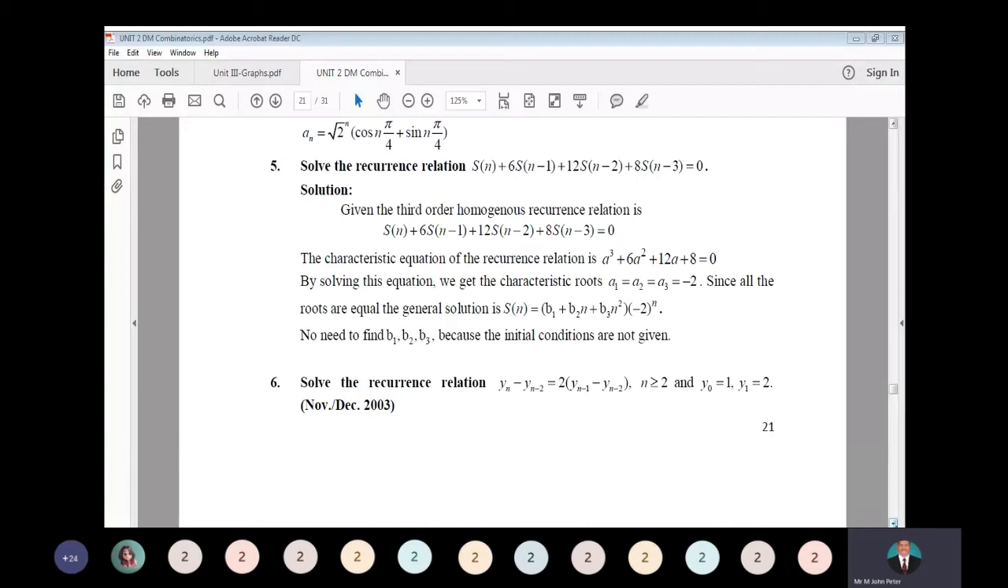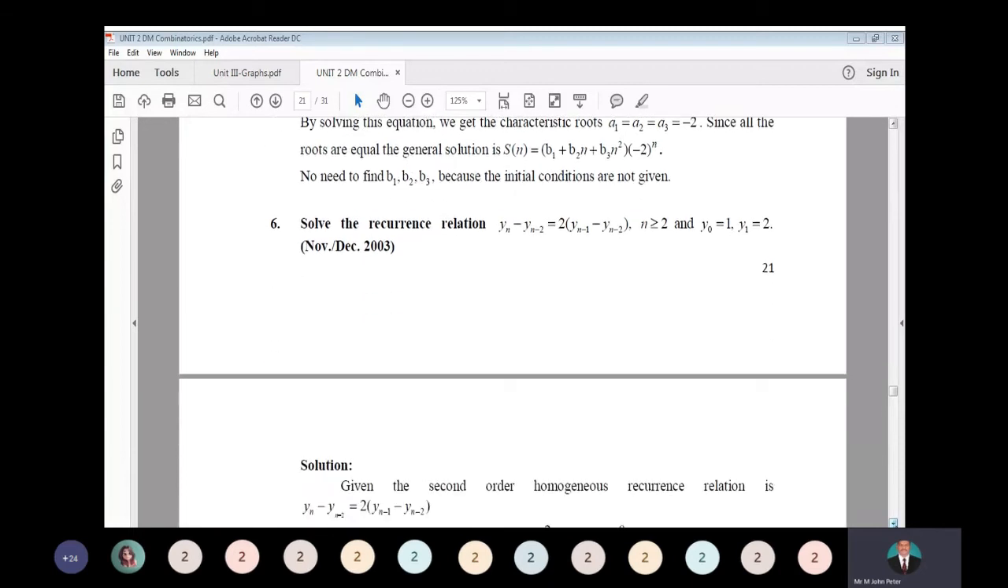Instead of b1, b2, b3, you can take c1, c2, c3. That is none of the business, take it as some constants. If the value is repeated only twice, you can write b1 plus b2n into that root power n. Like that you can write. No need to find b1, b2, b3 because the initial condition is not given in the problem. So no initial condition is given.